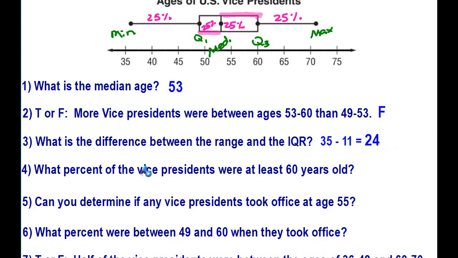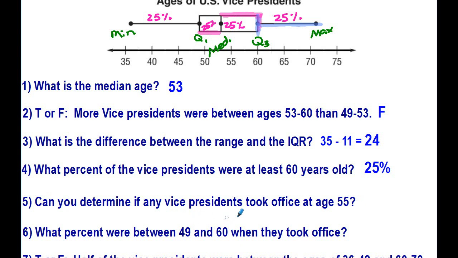What percent of the vice presidents were at least 60 years old? 25%. Find 60. 60 is right here. They were at least. That means they have to be 60 years or greater. So we're talking from Q3 all the way to the maximum. What percent is that? 25%.